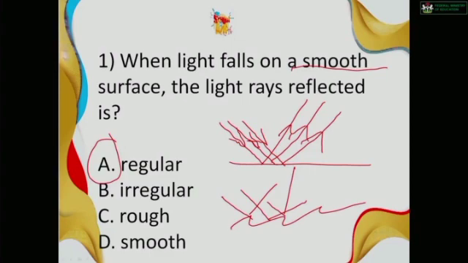That is the difference between light falling on a smooth surface, and light falling on a rough surface. Thank you. We may move to the next question.